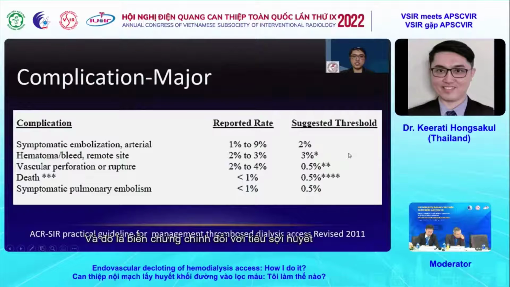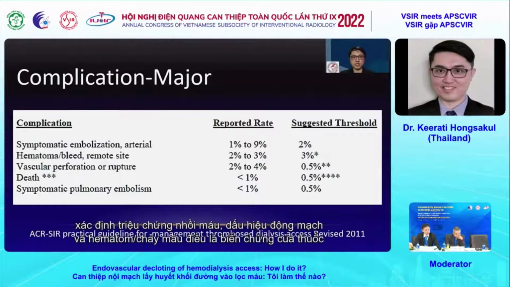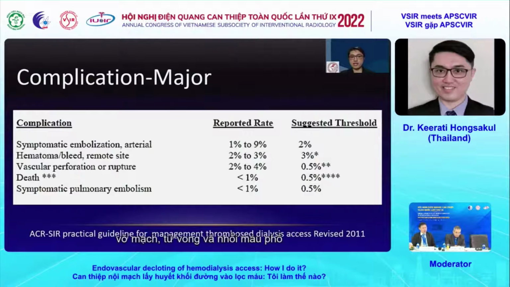For complications, the major complications of thrombolysis may include non-target embolization, like symptomatic embolization into the arterial side, hematoma or bleeding at the site, effects from the thrombolytic drugs, vascular perforation, death, and symptomatic pulmonary embolism. However, the incidence is not high, it's quite low.